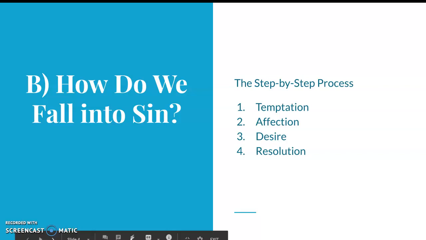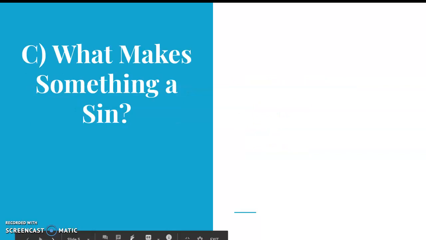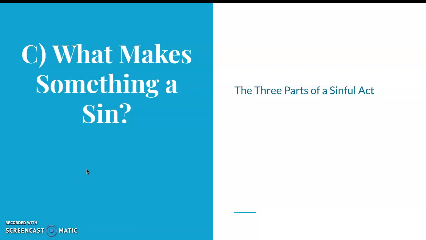All right. So taking the initial thought and then doing it with your body. All right. What makes something a sin? So there are 3 parts of a sinful act. All 3 have to be considered when we are analyzing a moral act.